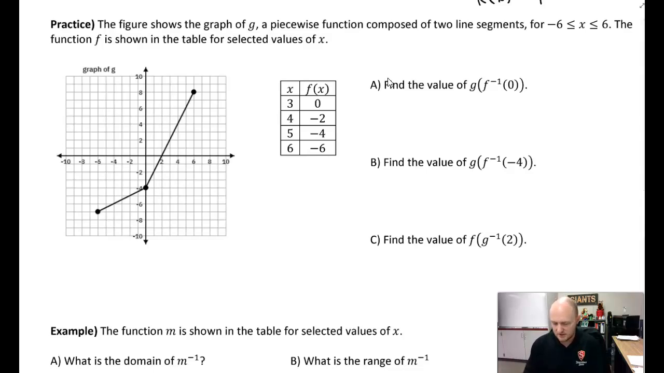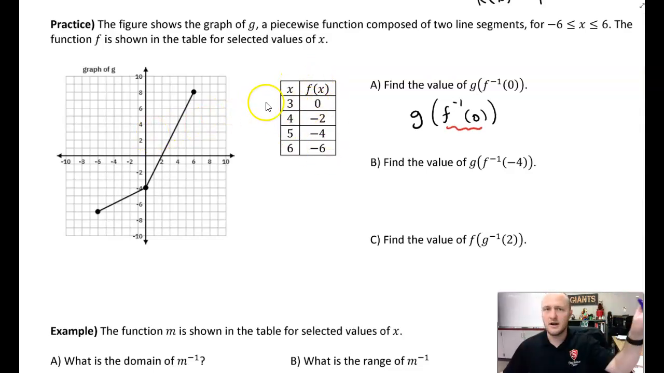So let's look at the first one. G of f inverse of 0. We're going to evaluate f inverse of 0 first. It's important to note I'm using function f. F is the table, so I'm ignoring the graph. I don't even consider the graph. I'm using f, and f inverse of 0. Remember, this is like saying f of x equals 0 at what x value. So I go to my f value, and that's 0 at the x value 3. So this is equal to g of 3.